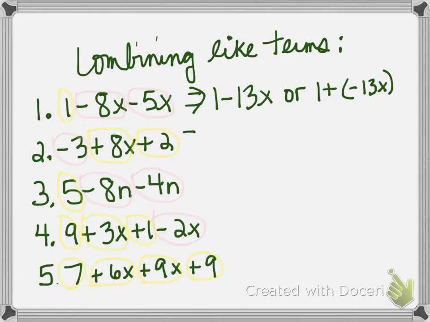Let's look at the next question. Negative 3 plus 8x plus 2. 8x can't be simplified, but you can add negative 3 to 2, which leaves you with negative 1. So this can be written as 8x minus 1 or negative 1 plus 8x. Do the next 3 questions and then check your answers.